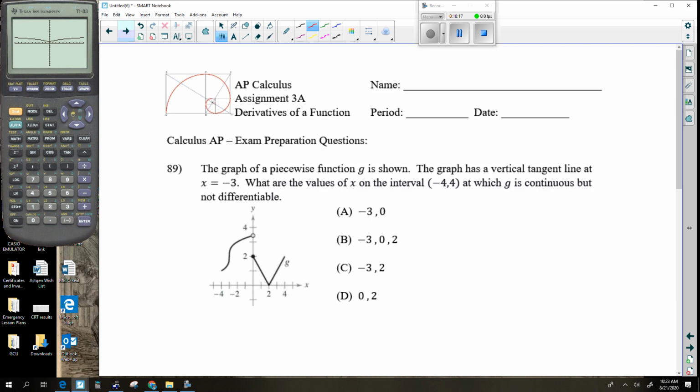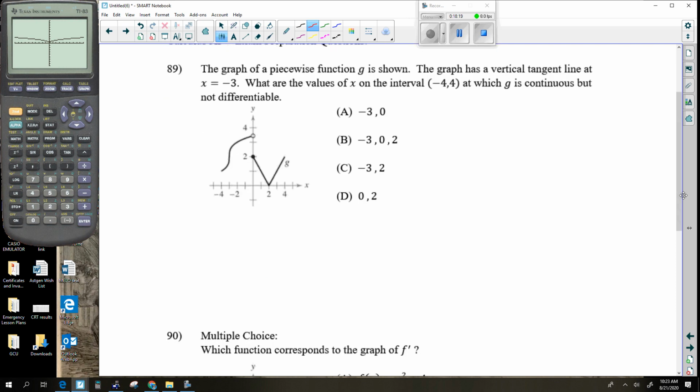Okay, the graph of a piecewise function g is shown. The graph has a vertical tangent line at x is equal to -3. So this is a vertical tangent right where I made this little red dot. What are the values of x on the interval from -4 to 4 at which g is continuous but not differentiable?